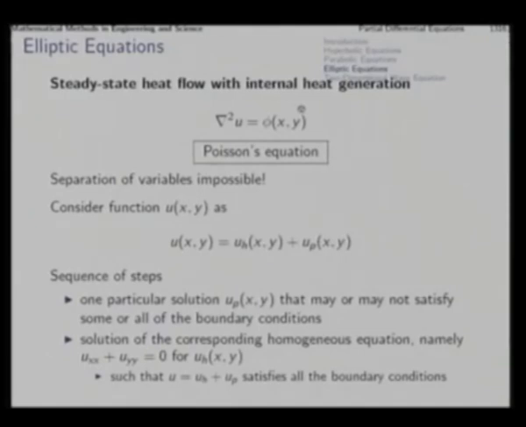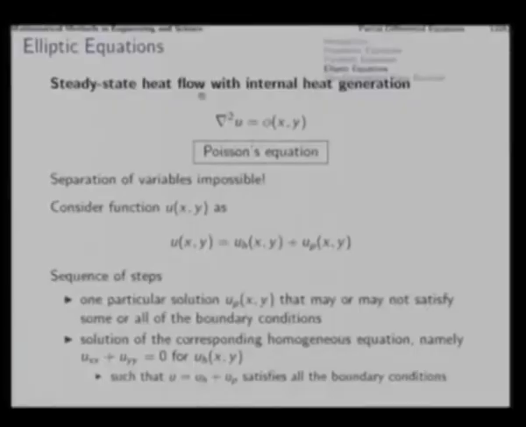And then the way we solve ordinary differential equations is by summing up the complementary function and the particular integral, the particular solution. In that manner we can find the solution of this Poisson equation. For that, the sequence of steps is also important. In the solution of the Poisson equation, we first find a particular solution of this differential equation by some method, by some means.